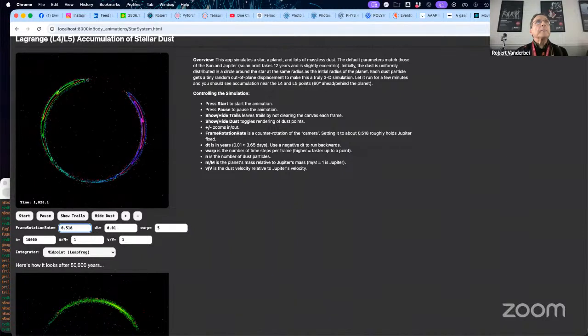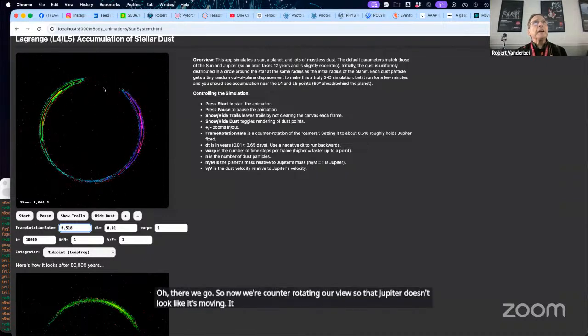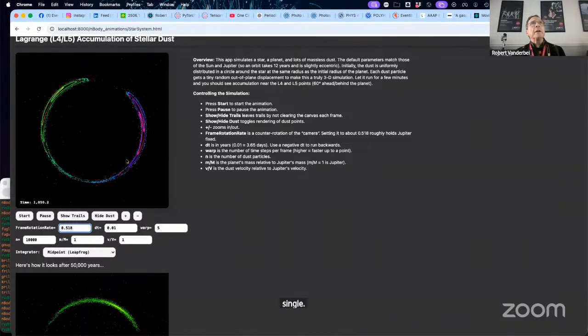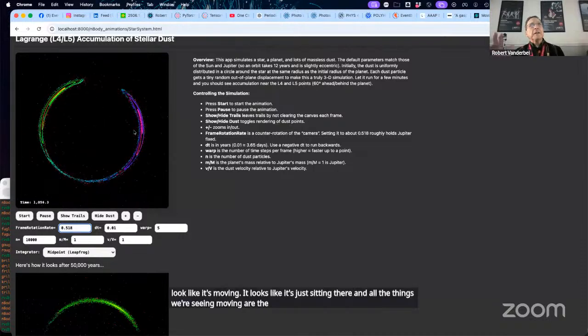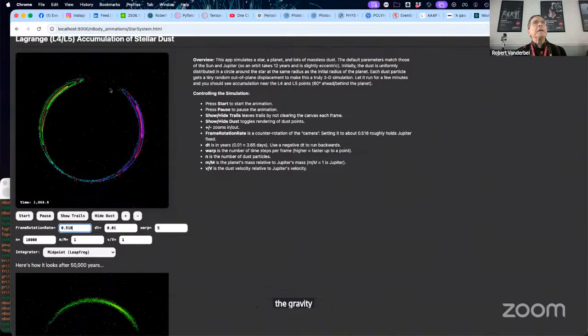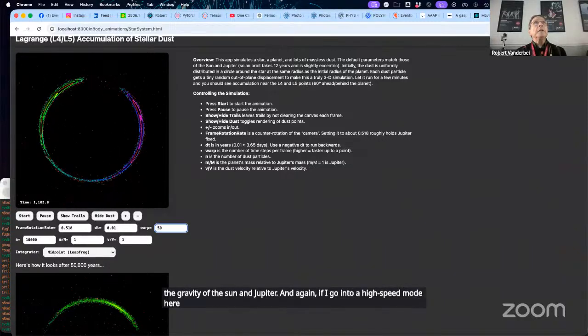Oh, there we go. So now we're counter-rotating our view so that Jupiter doesn't look like it's moving. It looks like it's just sitting there. And all the things we're seeing moving are the dust, because it's being perturbed by the gravity of the sun and Jupiter. And again, if I go into a high speed mode here, this should be interesting.